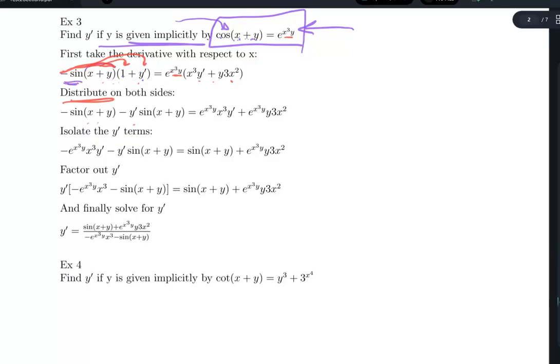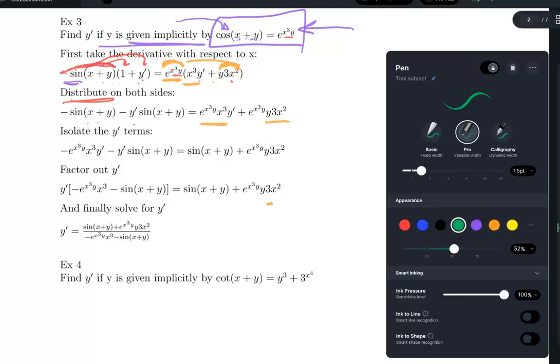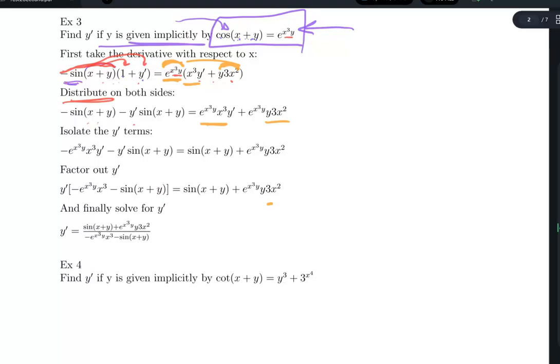Okay, so let's go to the other side. So this term times this gives us this. And then this term times this gives us this. They're all separated. So now I can dig in and isolate the y prime guys. So I'm looking, that's a y prime term, and that's a y prime term. So you get to choose which side.